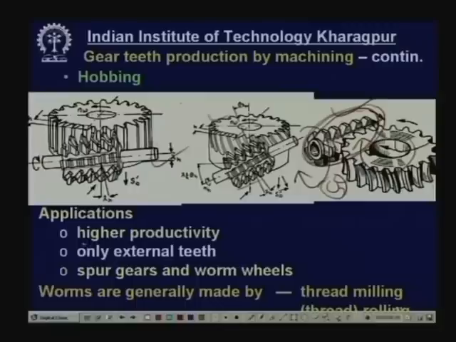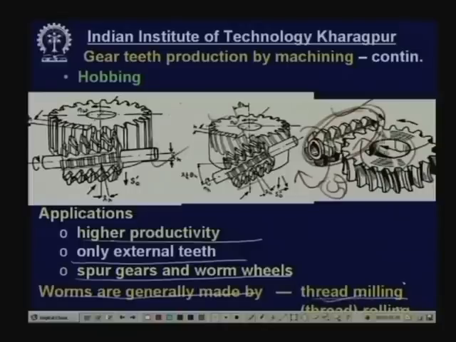This gives higher productivity, because no indexing is required and there is a smaller number of motions, but only external teeth can be produced. Spur gears and worm wheels can be produced. How are worms manufactured? Worms are nothing but screws, thread like. So they are produced by thread milling as well as thread rolling.